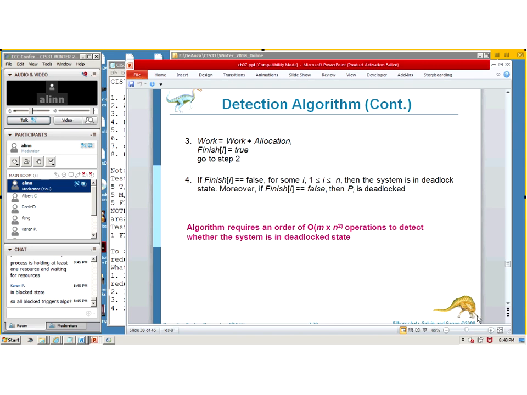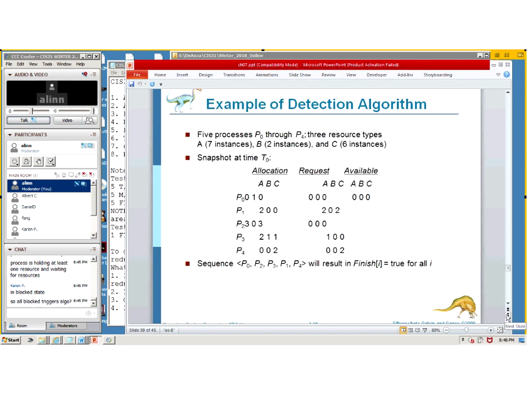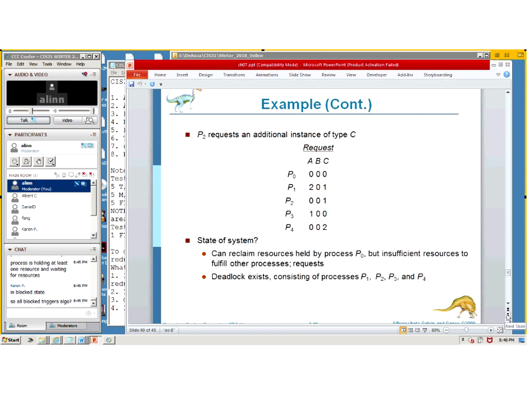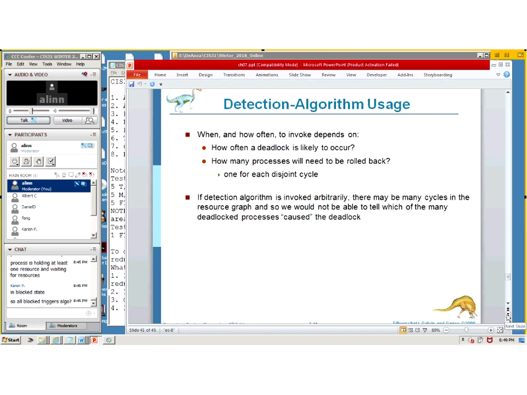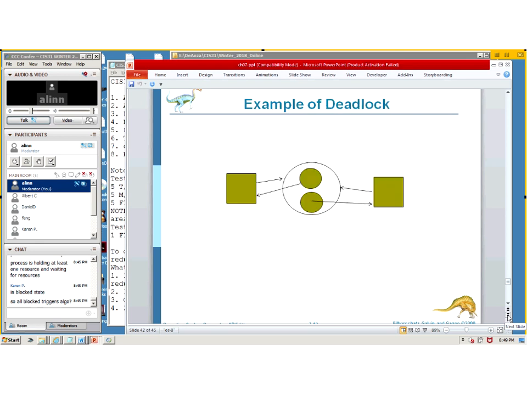That's quite a lot, that matrix. So, like I said, how often is it likely to occur? How many will need to be rolled back? How often? We went through that. Okay, but once we've detected, what do we do?